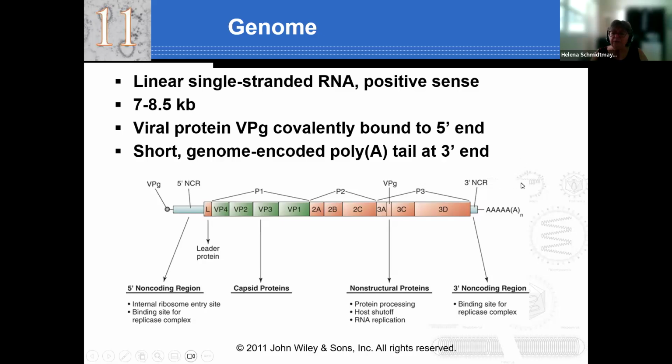What you can see on the 3' end of the genome is a poly A tail, which is encoded in the virus. So it's not like in humans, where the poly A tail is not encoded and is added after cleavage. Here, viruses encode this poly A tail.